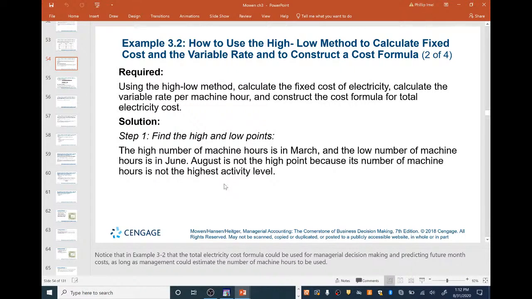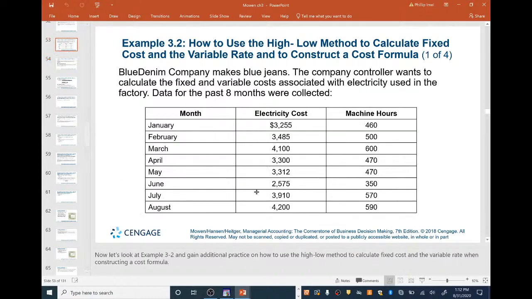Okay, once again, I want to point out August is not the high point because its number of machine hours is not the highest activity level. Remember, I said it's based upon machine hours, not electricity costs. So you could infer this incorrectly and say, okay, well, August is the high point because it's got the highest electricity costs. However, there's only 509 machine hours being used to get that cost. So we're more concerned with the machine hours. The high and low points, machine hours, not the cost, okay?